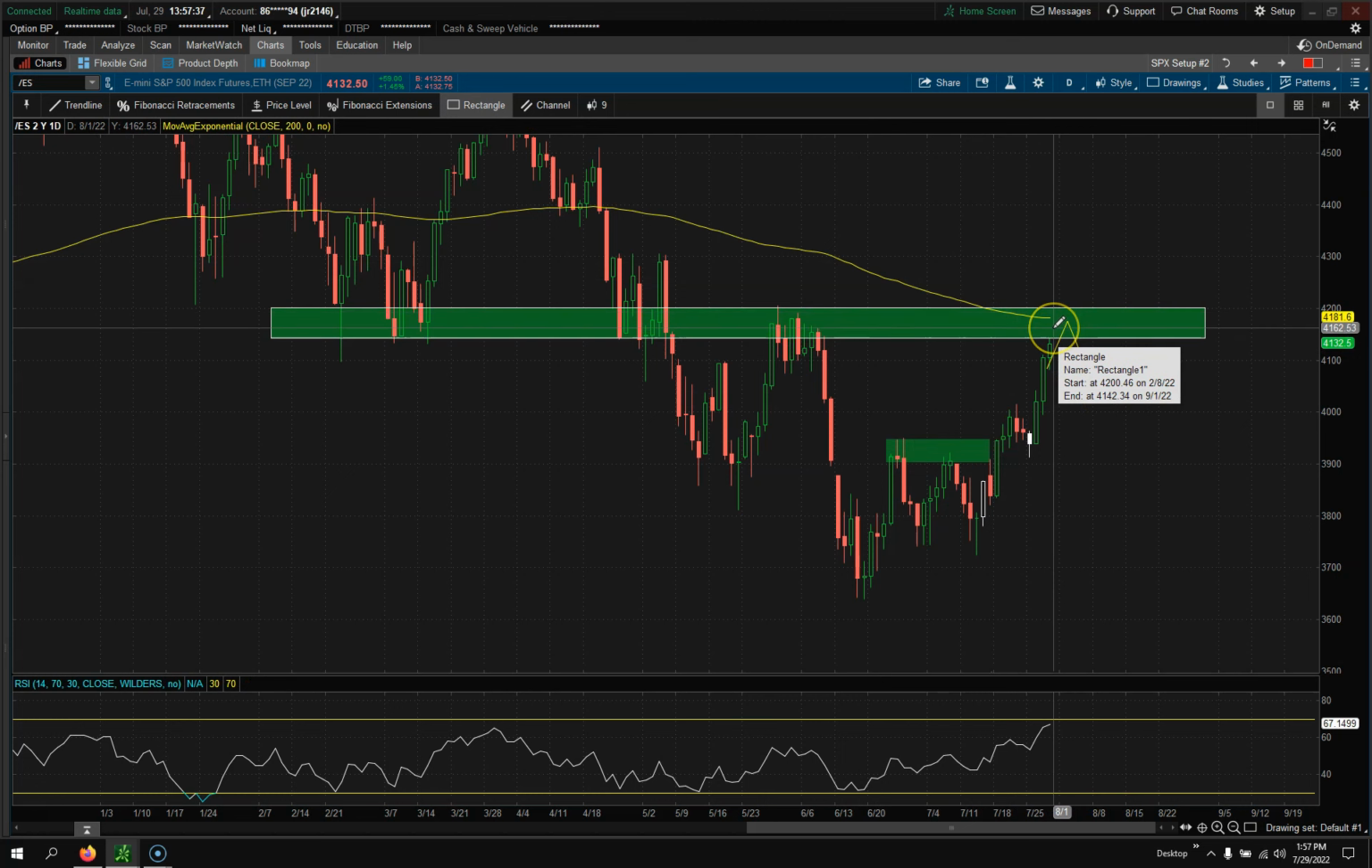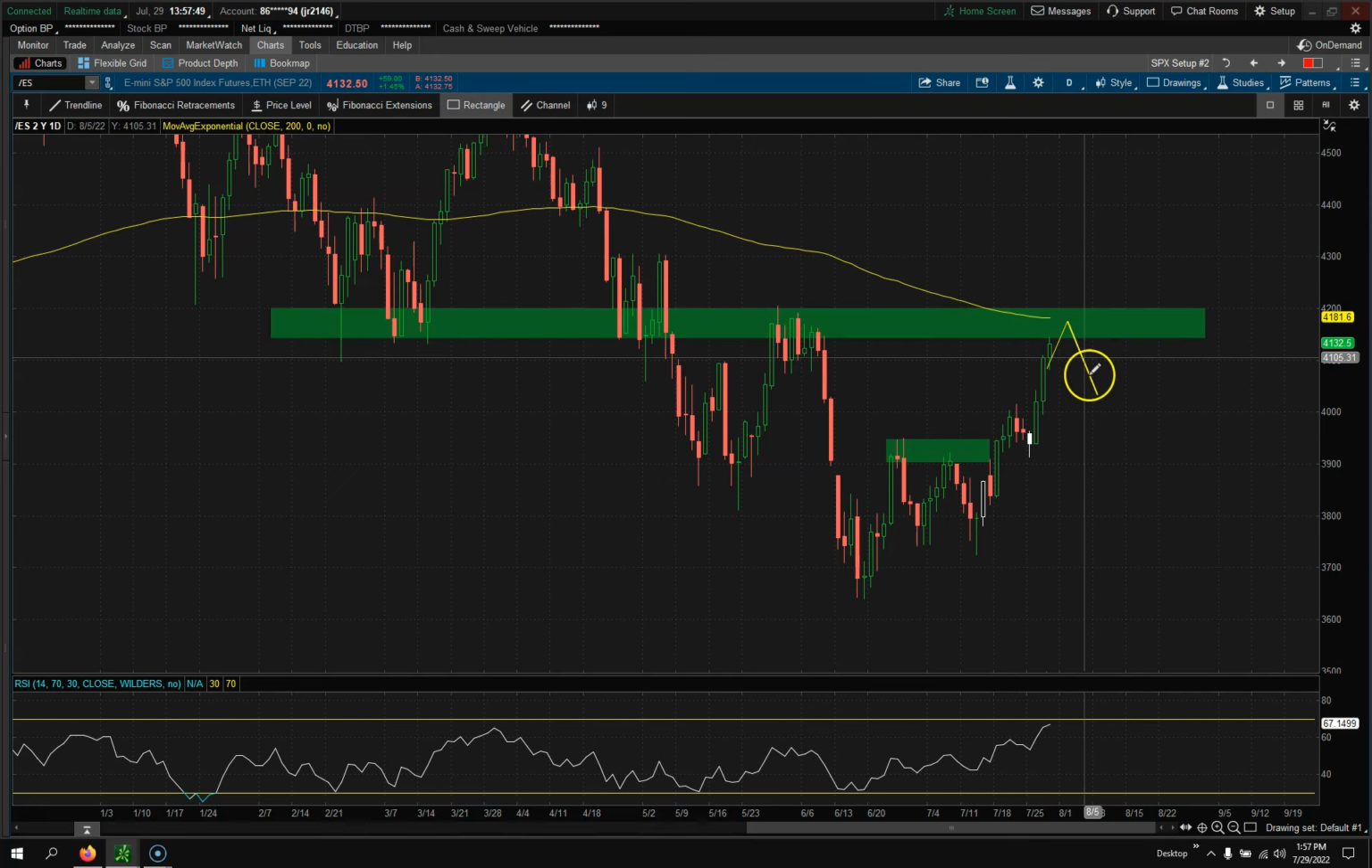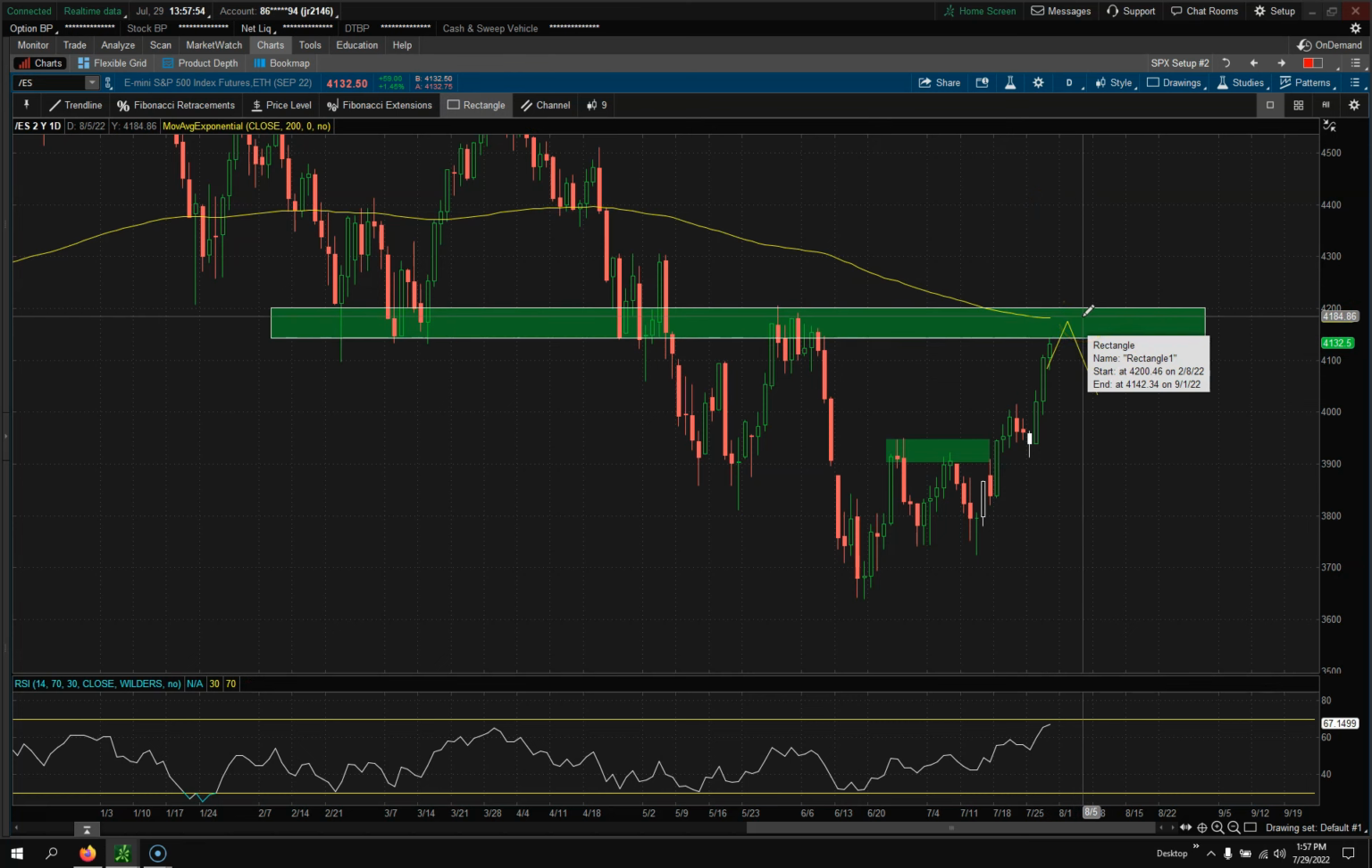Now, you could use options with this. You could do all these different types of trades. You could trade S&P futures. You could trade just the SPY if you want. You could sell calls. You could buy puts. You could sell call spreads or buy put spreads, risk defined.